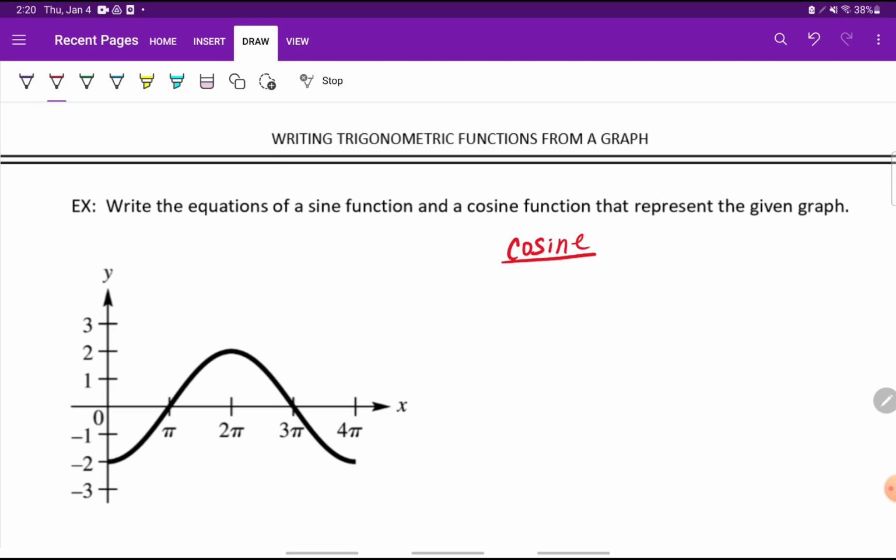So starting with the cosine graph, I'm going to start by looking for the middle line of my graph. See if there's been a vertical shift. And the halfway, the middle line of my graph, is right here on the x-axis. So that tells me there's no vertical shift.